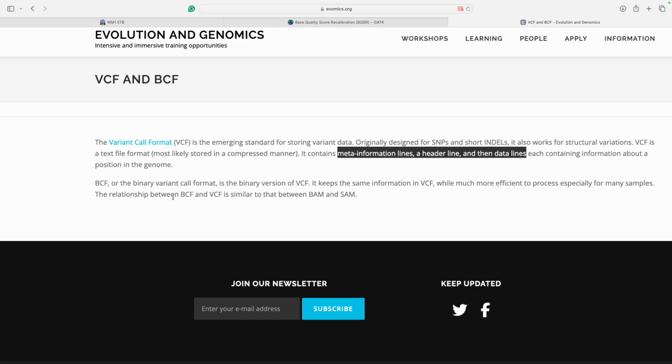The relationship between BCF and VCF is exactly similar to that of BAM and SAM. SAM was the text file for the alignment, and BAM was the binary file.